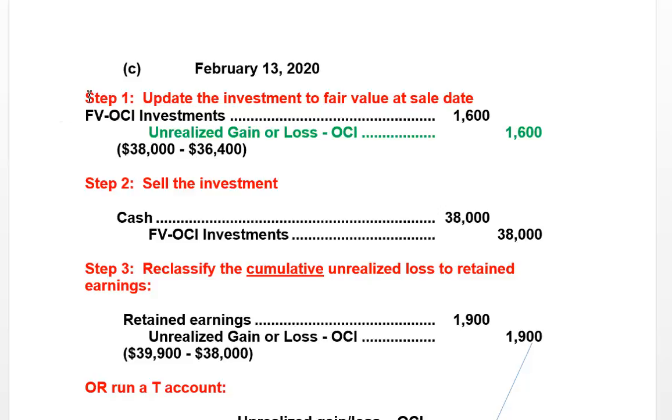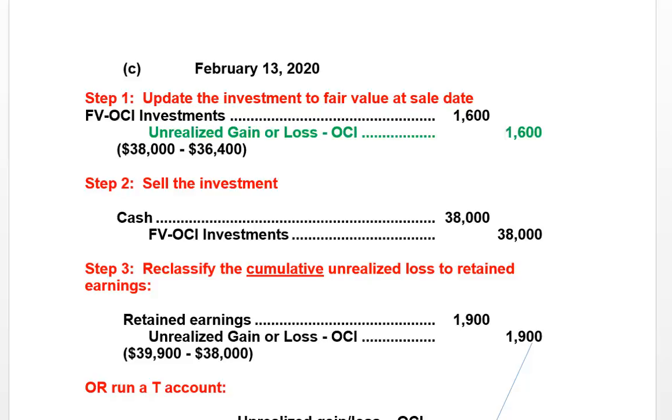Well, the first thing we need to do, don't forget, when we're selling a fair value through OCI investment, we have 3 steps. The first step is to adjust the fair value through OCI investment to its fair value. Notice here it's a little bit easier because we don't have any brokerage to consider. So in this case, we're going to adjust the investment from $36,400 to $38,000. We achieve that by debiting the investment and crediting the unrealized gain or loss OCI account by $1,600.